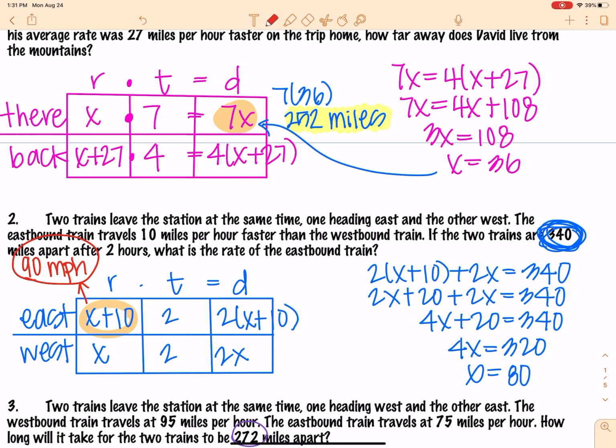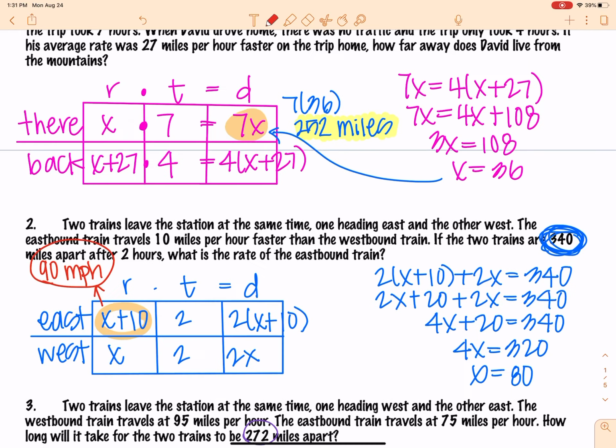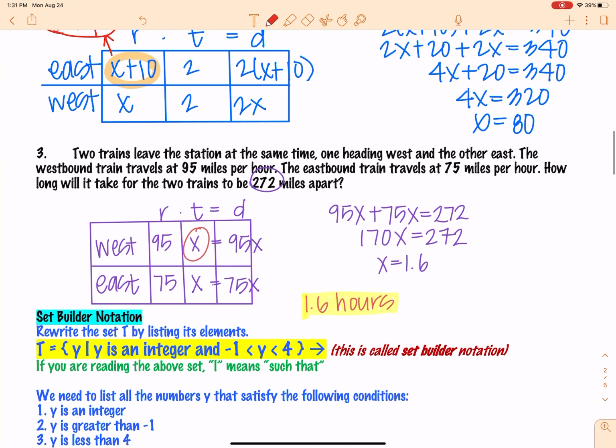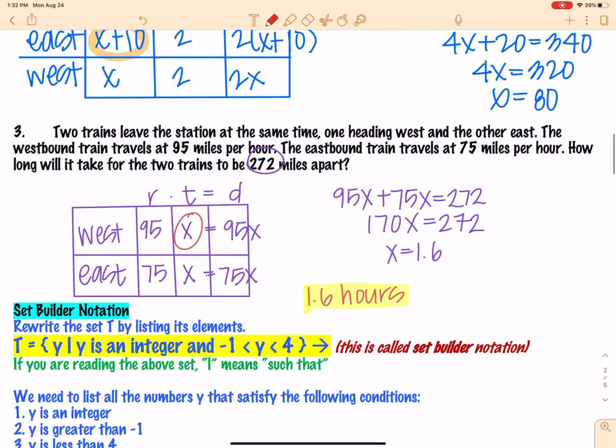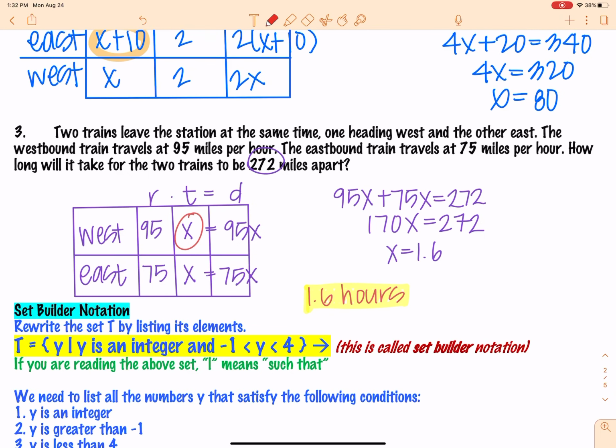So pause here and try number 3 all by yourself, and then return back once you have found the answer. Okay, for number 3, make your 2 charts, and you should get 1.6 hours for how long it will take the 2 trains to be 272 miles apart.